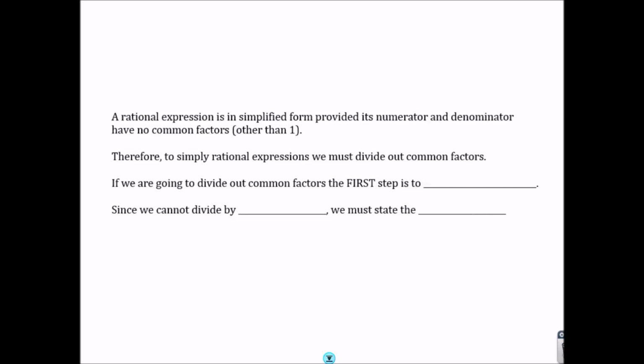If we're going to divide common factors, the first step is to factor. If you don't remember how to factor, then you need to go back to the quadratics unit and rewatch those videos on factoring. Since we are never allowed to divide by 0, we need to state the domain.